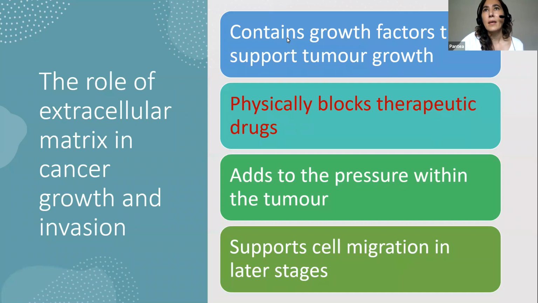Okay, so what are the issues with the extracellular matrix? The ECM contains growth factors that support tumor growth. They can physically block therapeutic drugs from accessing the tumor cells. They can add to the pressure within the tumor, and they also support cell migration in later stages. So the part that we're going to be concerned with, and the part that we're going to model later, is this physical block to the cancer cells.